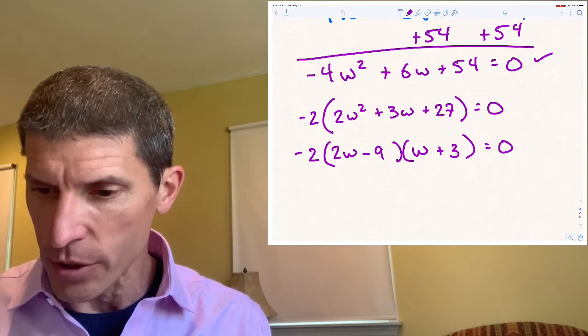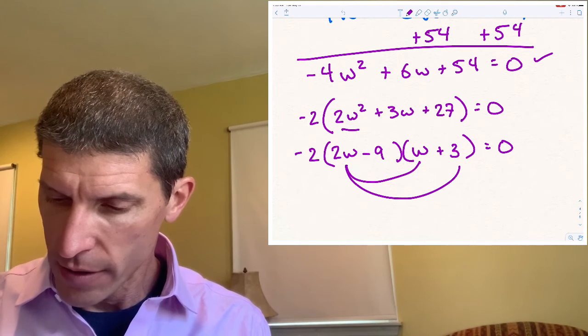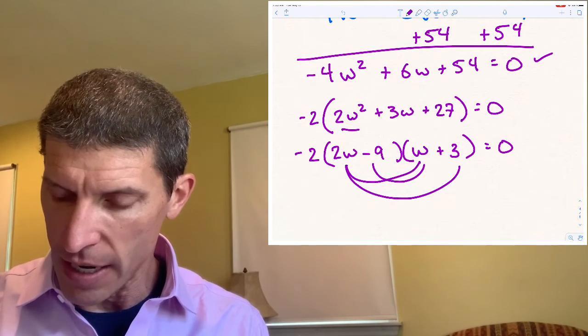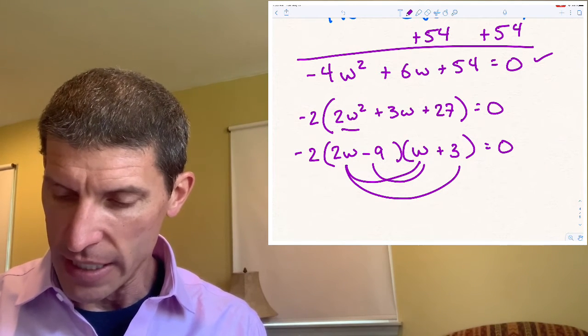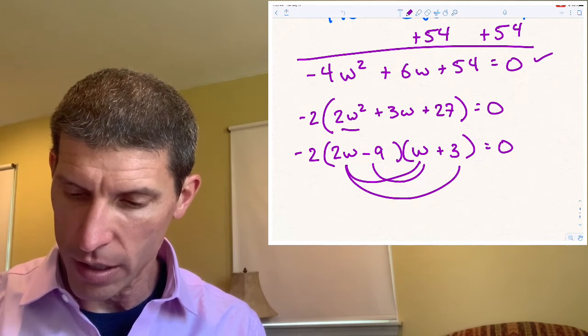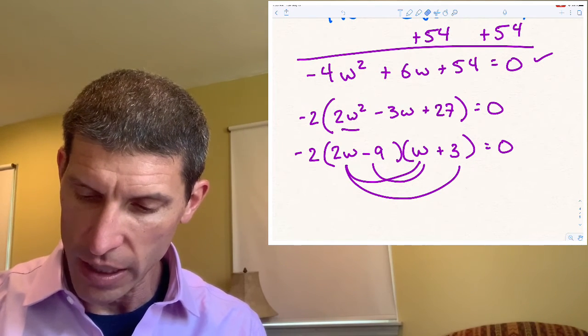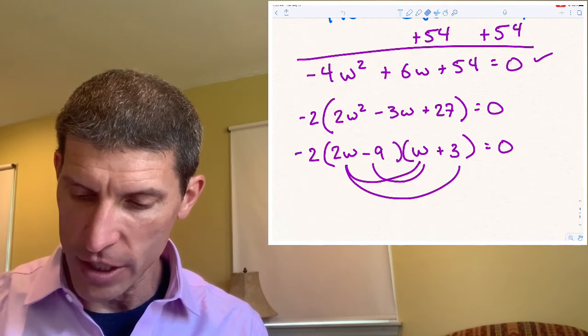I'm going to do a little double check here to make sure I didn't make any mistakes. 2w squared, good. 6 and -9 make, see, this is where I want to double check. 6 and -9 make -3, but I have a +3. Oh gosh, look at this. I've been killing this question. Okay, so that should have been a negative. You saw me just fix that.